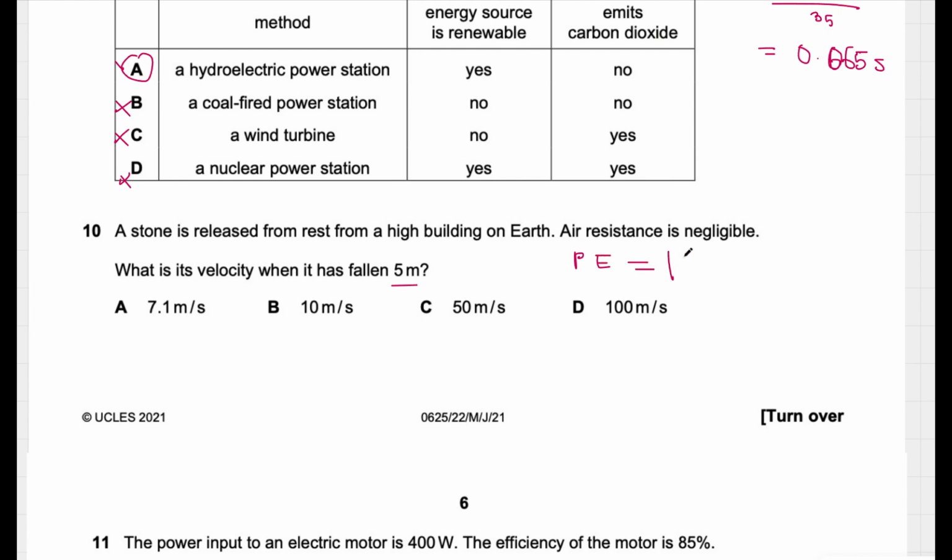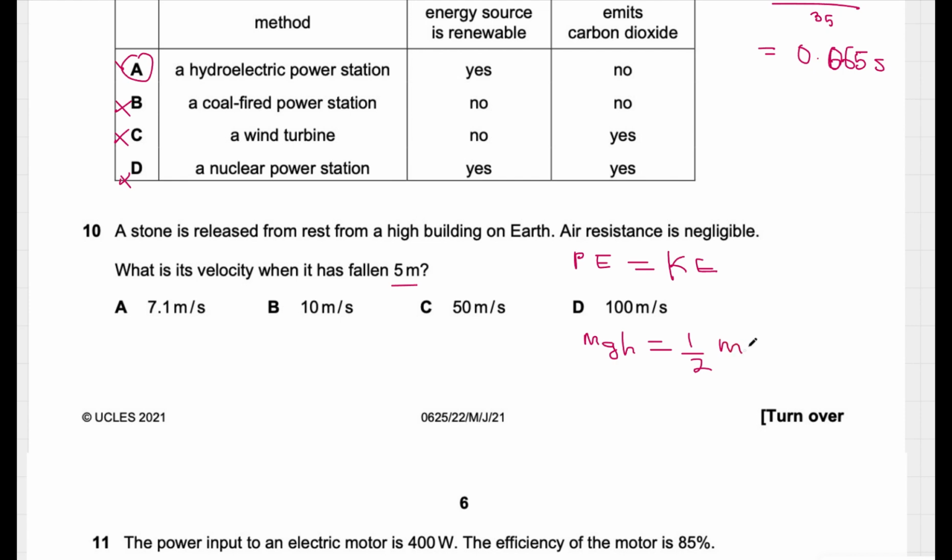Potential energy is equal to... always remember, sometimes when you need to solve equations regarding energies, remember this. So what's the potential energy? You write mgh. mgh is the formula for potential energy. You write the formula for kinetic energy, half mv squared.